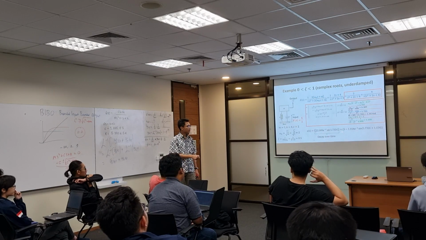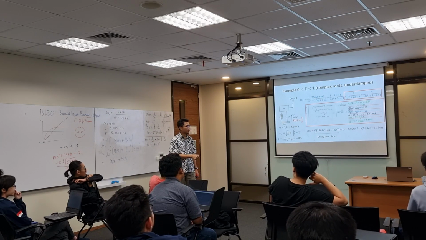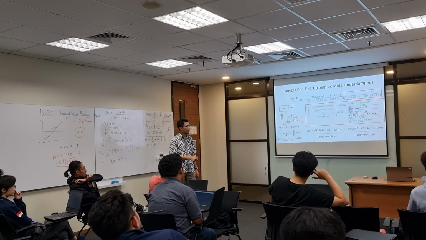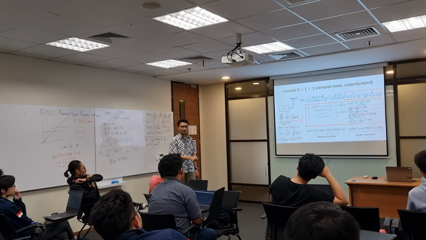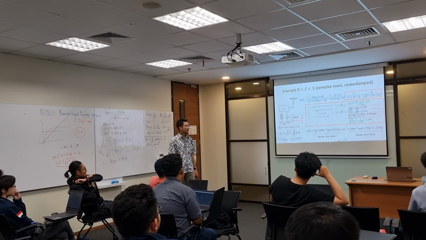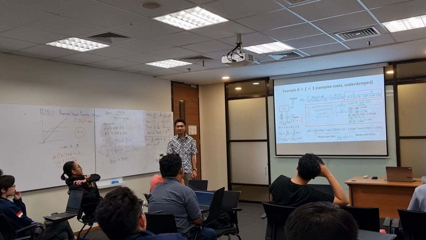Does this decay over time or not? Yes, because of this, right? Does this decay over time? All of this term is multiplied by e to the minus t, right? So it will decay over time. So what's left? 1. So it's 1.